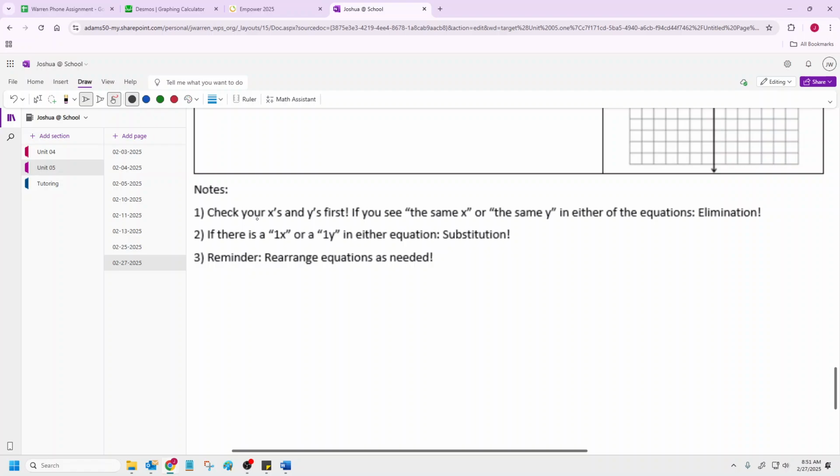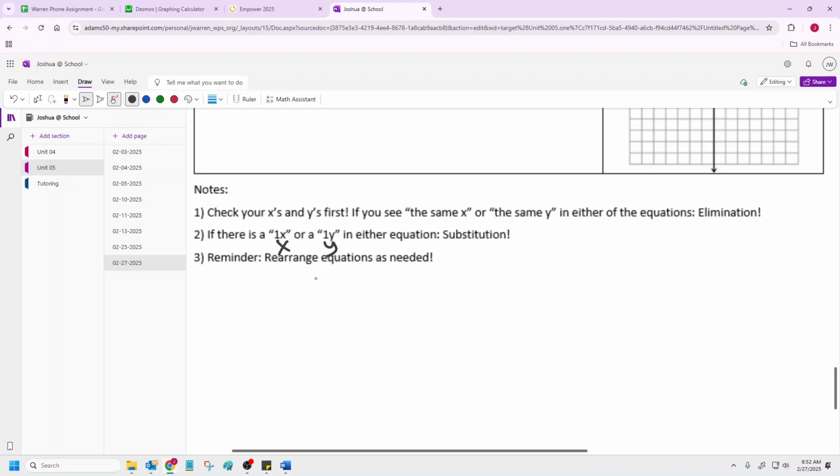Here's the notes. Check your x's and y's first. If you see the same x or the same y in either of the equations, use elimination. If there is a 1x, remember y'all, what does that mean? That just means x by itself, or a 1y, that just means y by itself, in either equation, use substitution. Reminder, rearrange equations as needed.